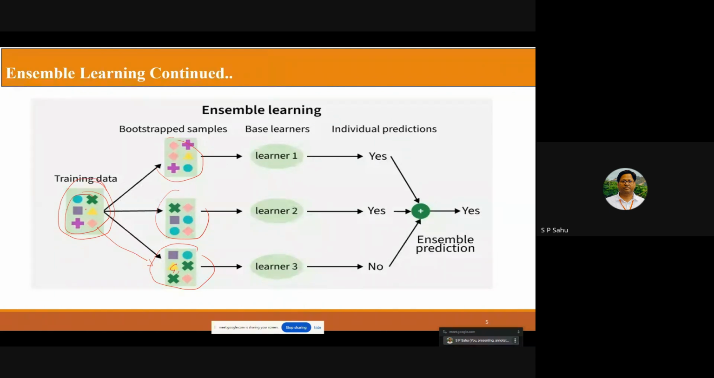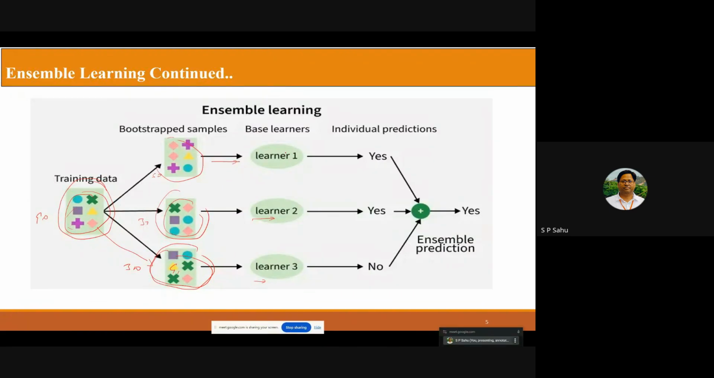It means random selection. Let us say we have 900 samples, and 300 samples are chosen here. Any 300 samples can randomly be chosen for this group and this model, and again 300 samples from the total for this one, and 300 samples again for this. So replication or repetition is allowed. Then this particular sample will be processed through base learner 1, this through base learner 2, and this through base learner 3.